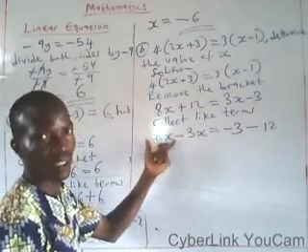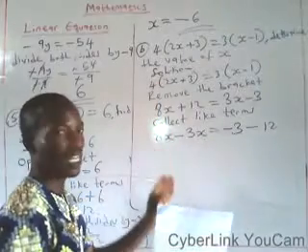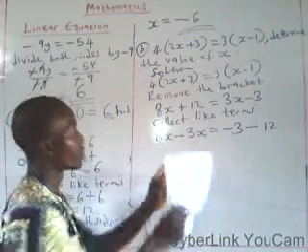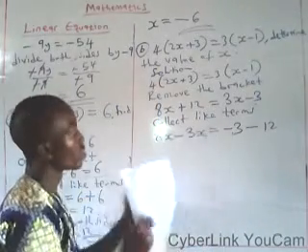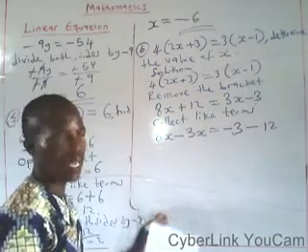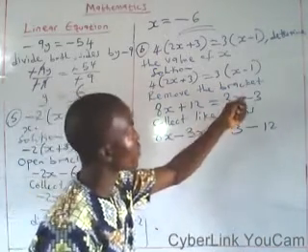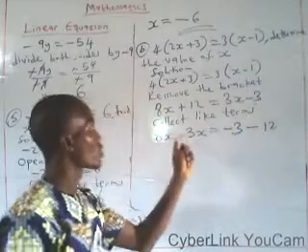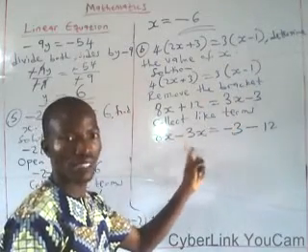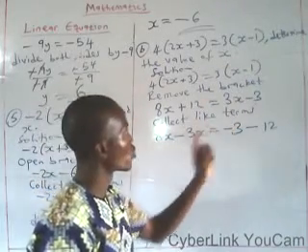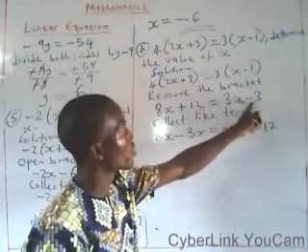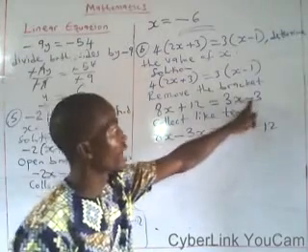It is not magic. Those terms with x, bring them to this side. Those values without x, take them to the other side. This one is plus 3x. Coming to this side, it changes to minus 3x, is equal to what remained here before. That is minus 3.